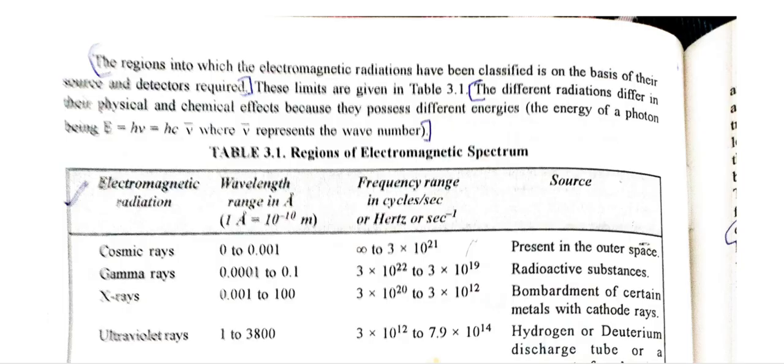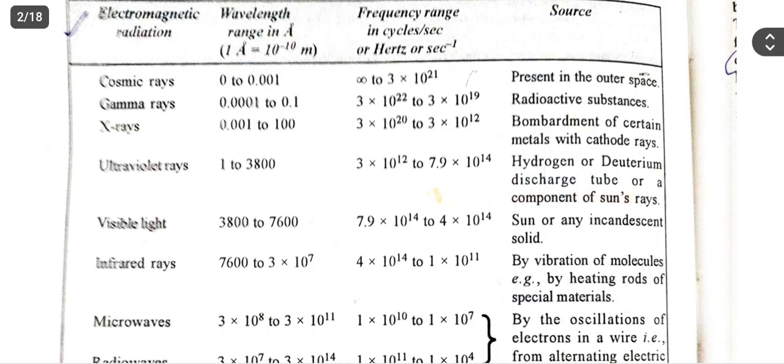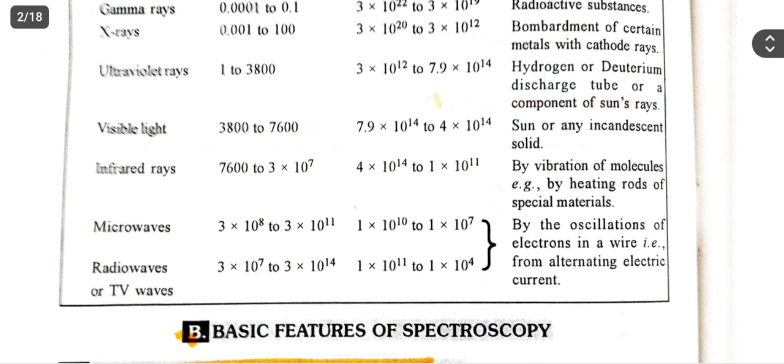0.0001 to 0.1, 3 × 10^22 to 3 × 10^19, radioactive substance. X-ray 0.001 to 100, 3 × 10^20 to 3 × 10^12, bombardment of certain metals with cathode rays. Ultraviolet rays 1 to 3800, 3 × 10^12 to 7.9 × 10^14, hydrogen or deuterium discharge tube or a component of sun rays. Visible light 3800 to 7600, 7.9 × 10^14 to 4 × 10^14, sun or any incandescent solid.